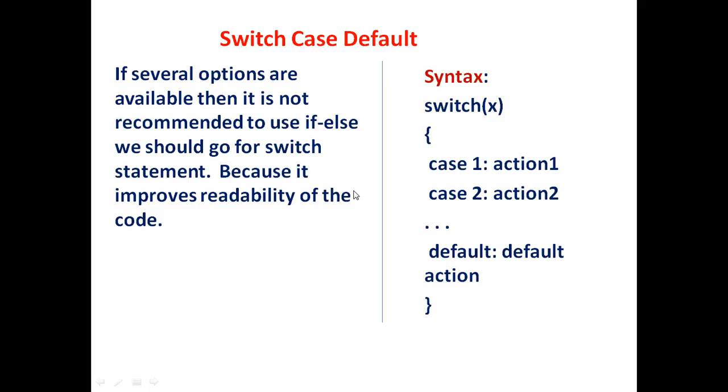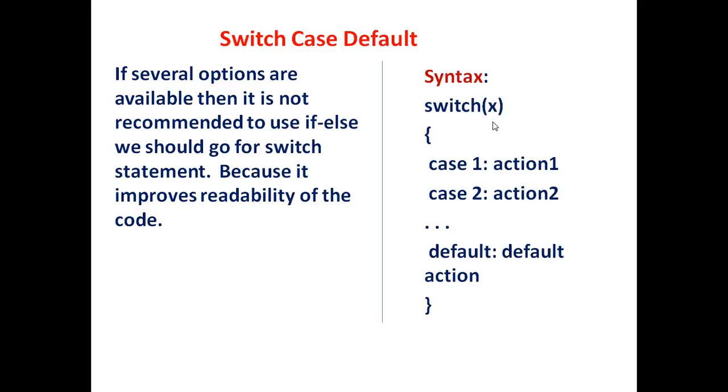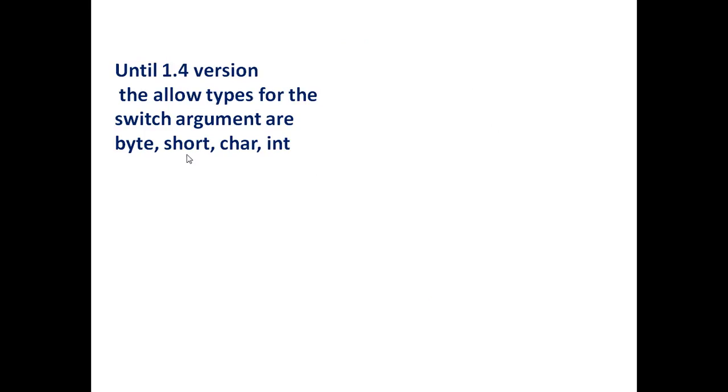So let's begin with the topic. Until version 1.4, the allowed data types for the switch argument are byte, short, char, and int. So in place of x, you can use either byte, short, char, or int. It's up to you whatever you want to use, but up to version 1.4.